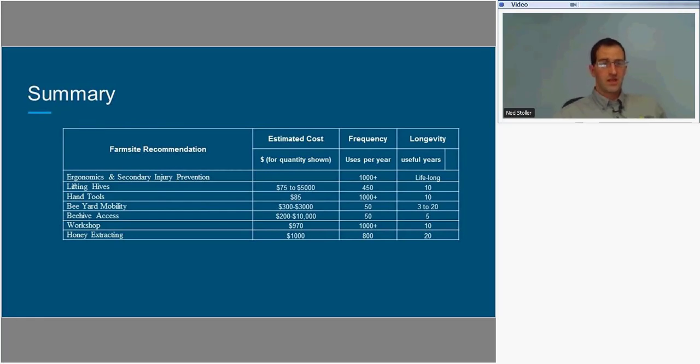The hand tools, you can see these are not high cost situations. Bee yard mobility, for even paving a small bee yard with concrete, you might be up into the $3,000 range. Beehive access, I put $10,000 there. A Kawasaki Mule, 4-wheel drive, reasonable accommodation for outdoor mobility. And then we have the workshop accommodations and the honey extracting.